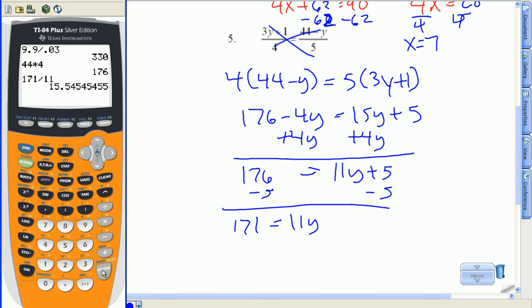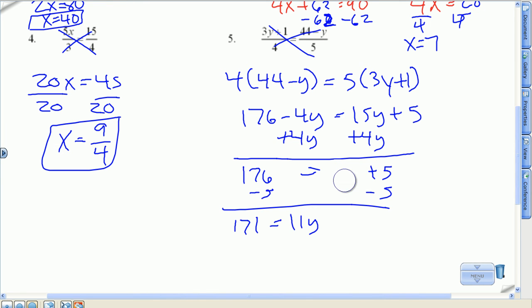15.5. So we have another error. 176 minus 5. 3y minus 1, that's 15y, 19y. Look at this. 15 plus 4 is 19, so this becomes 19y.